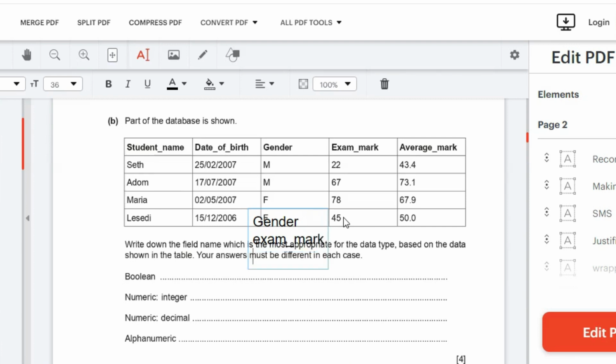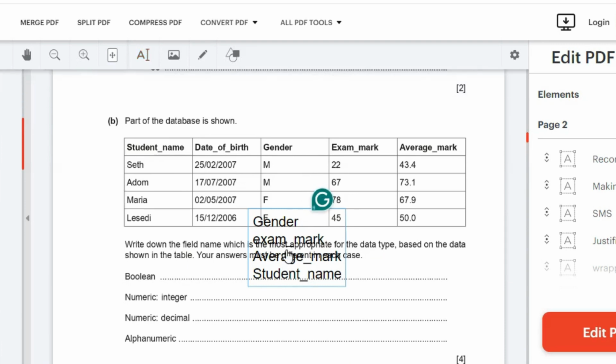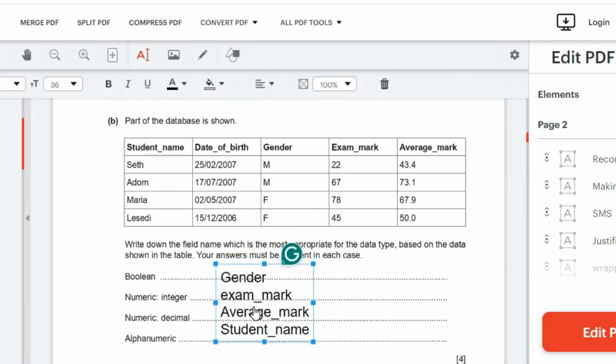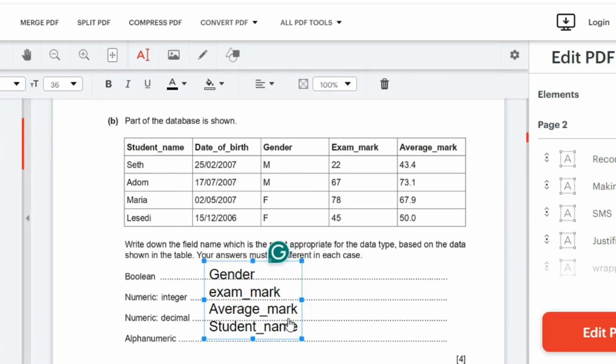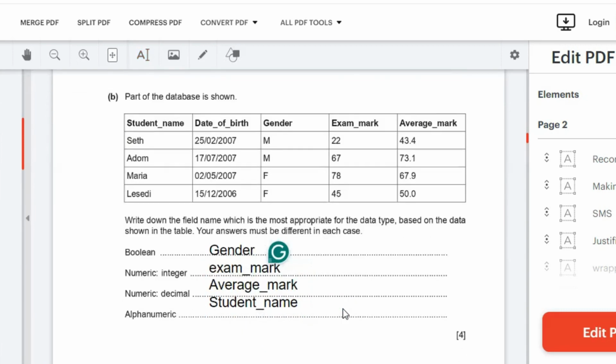Right? So for numeric, which is decimal, the answer will be what? Average mark. You see decimal here? Average mark. Then for alphanumeric, it will be what? Student name. Now we can bring it down here. Okay, so that's the answer.